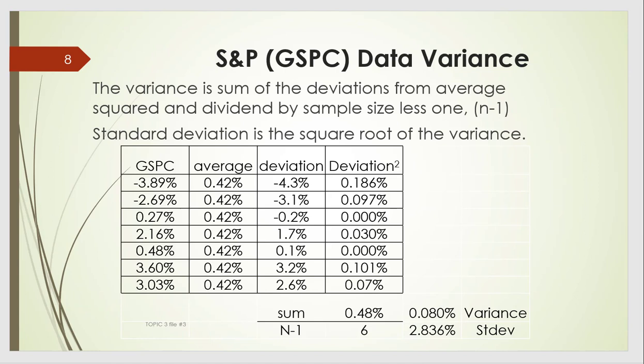Now what I'd like to know is a little bit more. I'd like to know what the variance of the S&P index is. So again, I take the actual returns for the ETF, Exchange Traded Fund, for the Standard & Poor's 500. I deducted the average, got the deviations from the average, squared them, added them up, divided by 6. The variance is 0.08%. The square root of that is 2.836%. So the S&P index has a lower return and a lower variance.